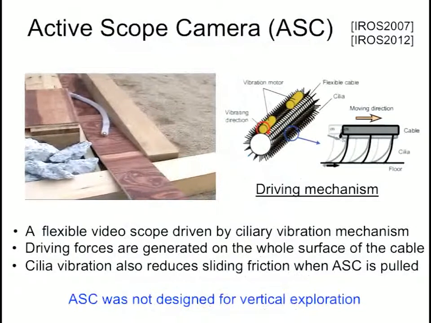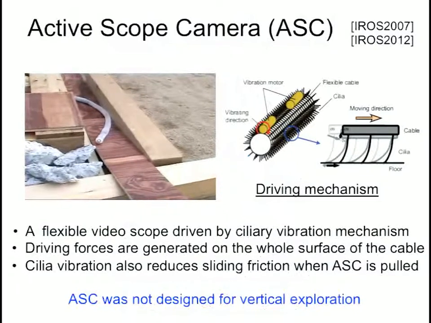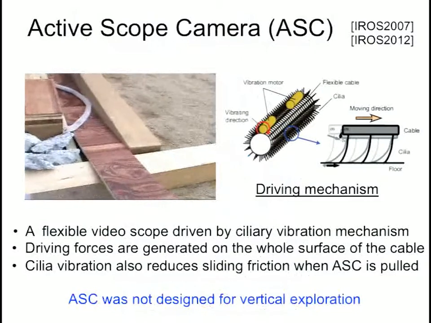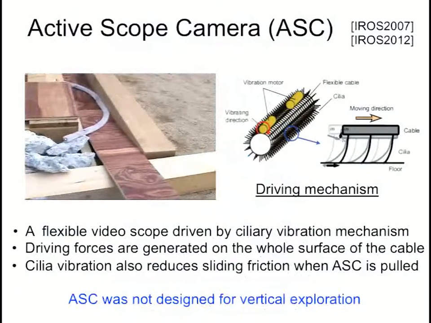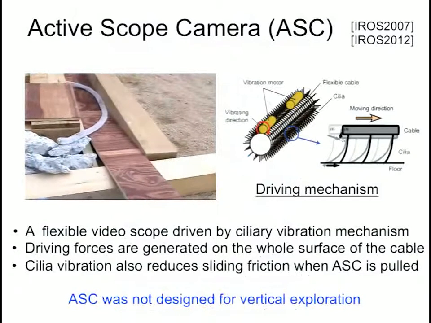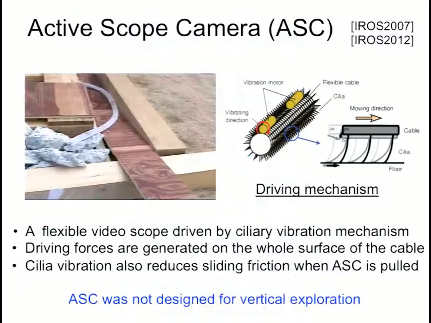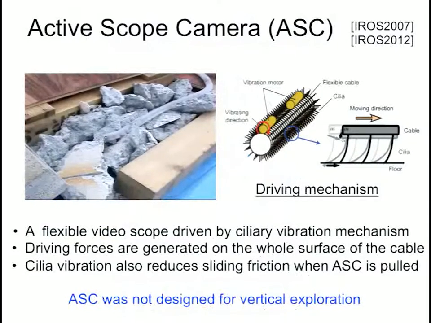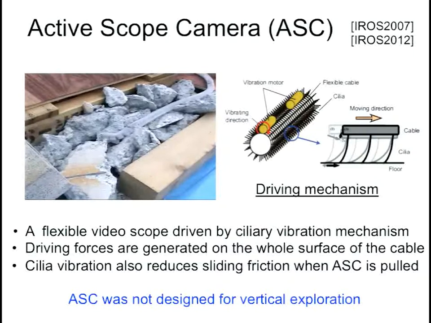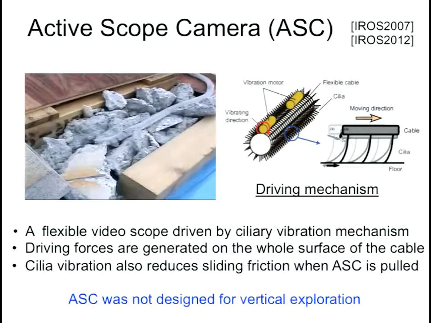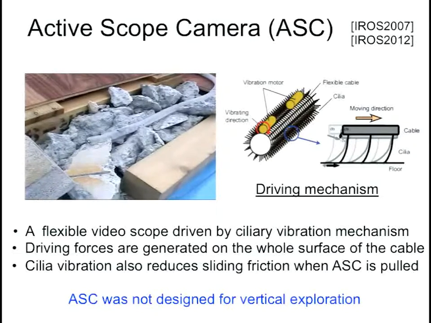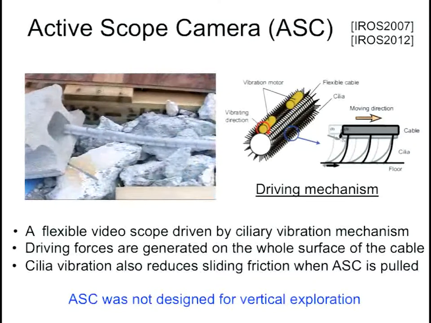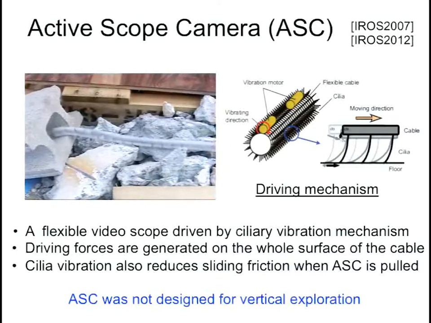We apply active scope camera as a tether robot. Active scope camera is a flexible video scope driven by serially vibration drive. In serially vibration drive, driving forces are generated on the whole surface of the cable, and the vibration also reduces sliding friction when active scope camera is pulled out through the narrow space. However, active scope camera was not designed for vertical exploration.